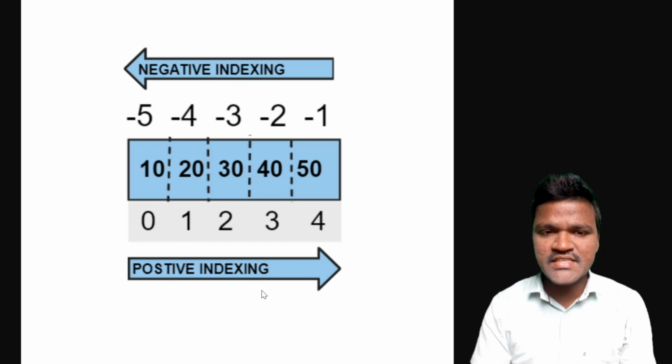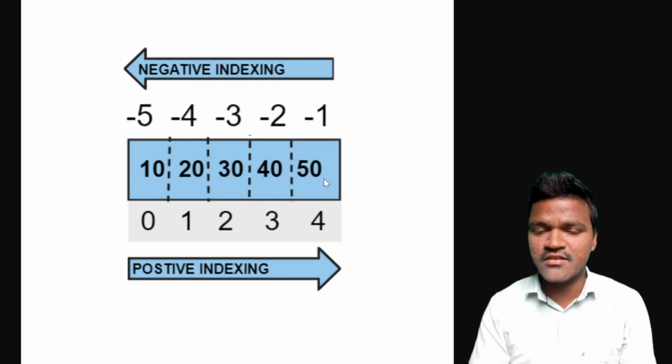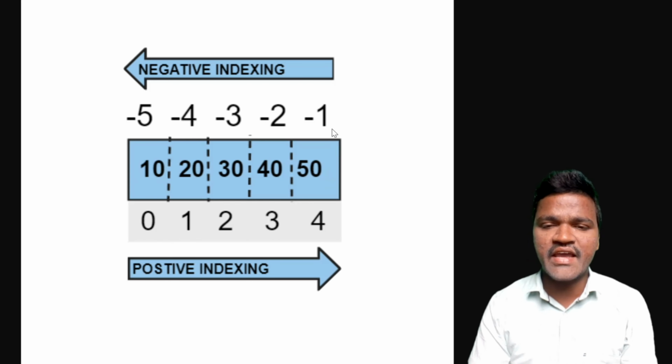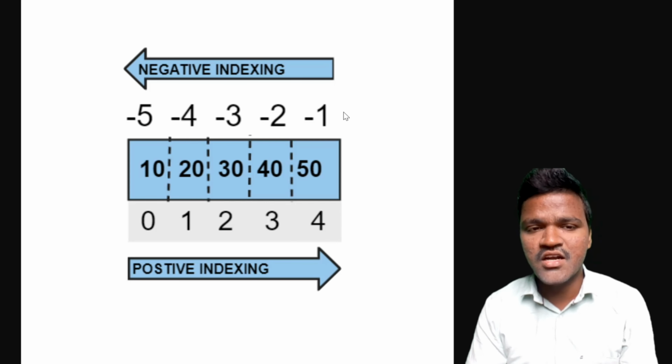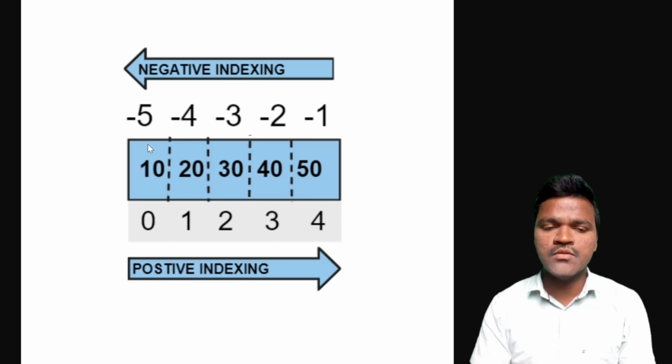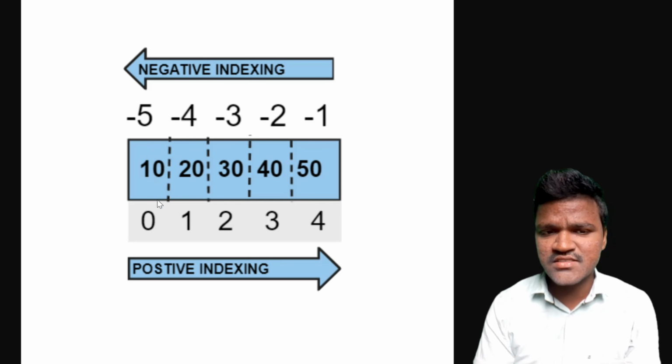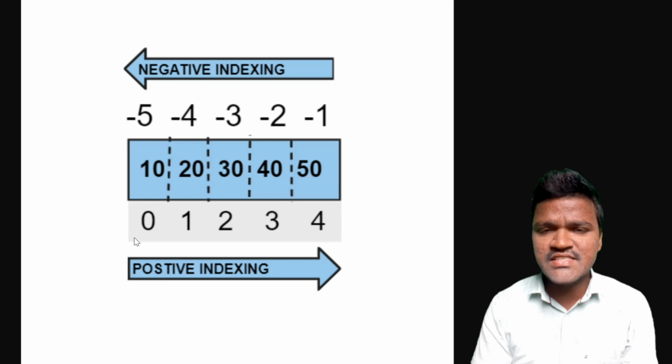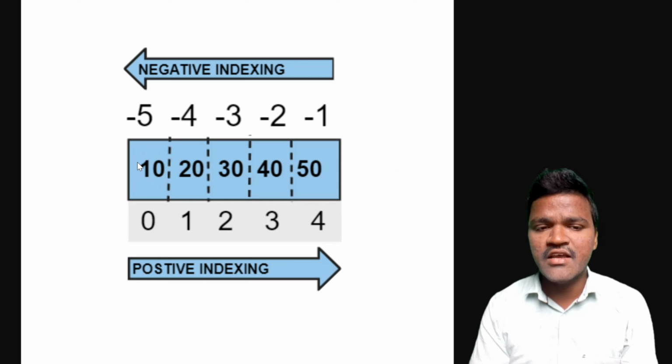One is positive indexing, which starts from the left side and goes till the right side. Another way is negative indexing, where we access from the right side to the left side. When accessing through positive indexing, the first index that we consider is 0. So if we want to access this particular 10, we start from 0, and if we want to access this particular 20, we mention the index 1.